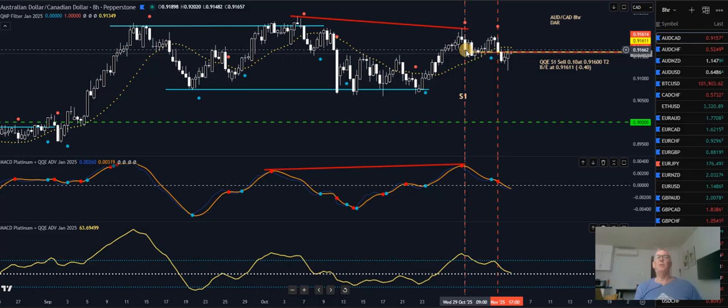AusCAD, it's a sell, sells are in the red, so there's a sell there. You can see the QQE is above the 60. There's a second sell there, so one sell there, second sell there, very close to each other.